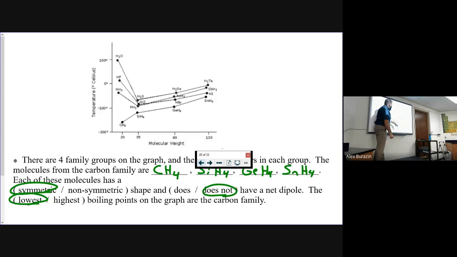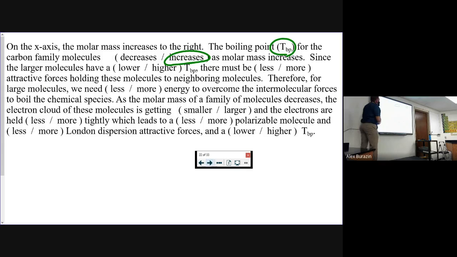Let's go back to that graph just to make sure we're not lying. Here's the carbon family. As I go and add more mass, because again, the x-axis is mass, if I have a more massive molecule from that family, you notice that the boiling point is going up. Since the larger molecules have higher boiling points, there must be more attractive forces holding these molecules to neighboring molecules. Therefore, for large molecules, we need more energy to overcome the intermolecular forces to boil the chemical species.